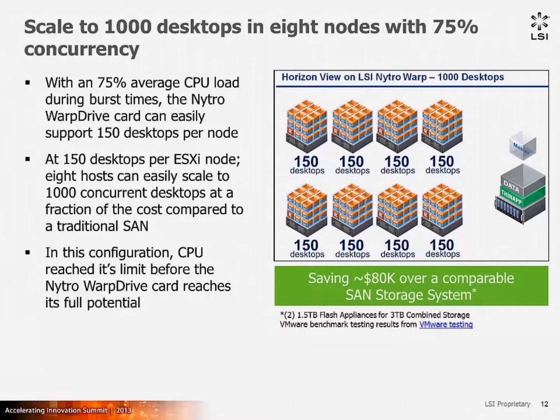And then looking at the whole system of 8 nodes, they were able to do 1,000 concurrent desktops at a fraction of the cost compared to a traditional SAN solution. In this case, they were able to save about $80,000 over a comparable SAN storage solution. So in this configuration, again, the CPU reached its limit before the warp drive reached its full potential.